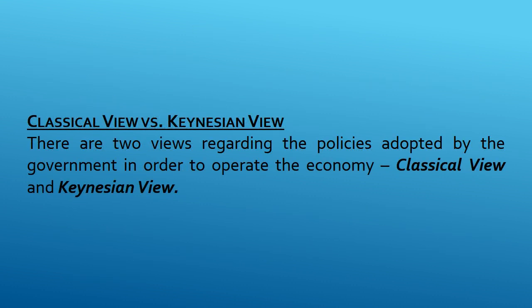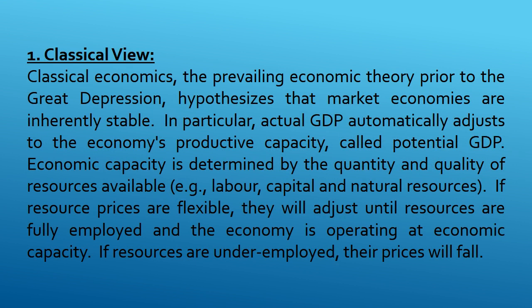Classical view versus Keynesian view. There are two views regarding the policies adopted by the government in order to operate the economy: classical view and Keynesian view. One, classical view. Classical economics, the prevailing economic theory prior to the Great Depression, hypothesizes that market economies are inherently stable. In particular, actual GDP automatically adjusts to the economy's productive capacity, called potential GDP.